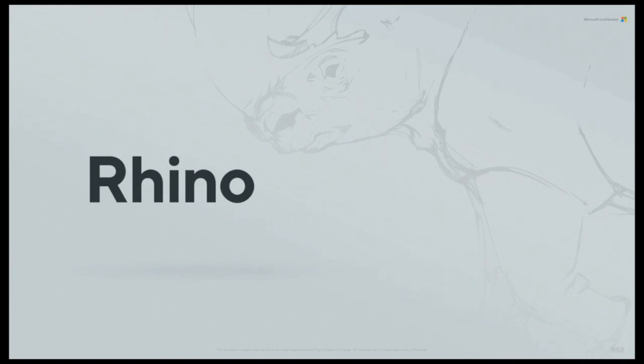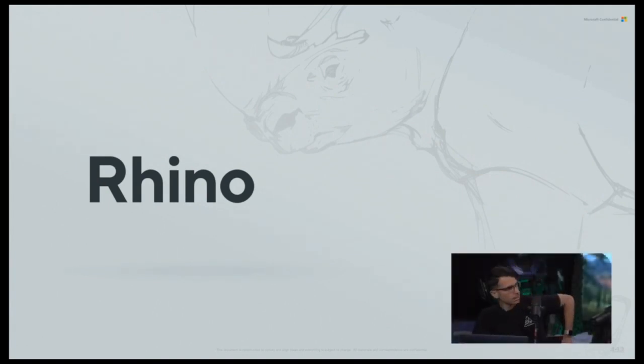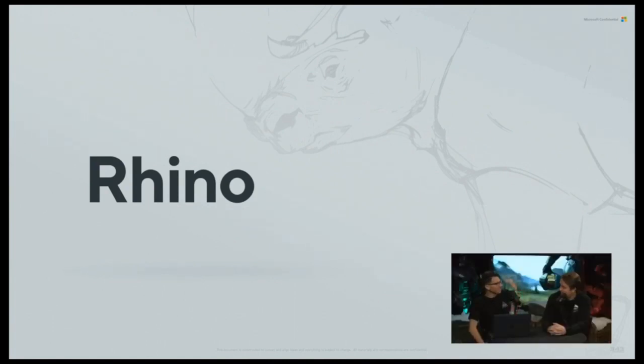All right, and then we have the Rhino. So I just referred to this as the Space Rhino. What was the team calling this? Everyone just called it the Space Rhino. Yeah, we call it the Space Rhino. I like the Space Rhino. Let's make it official.